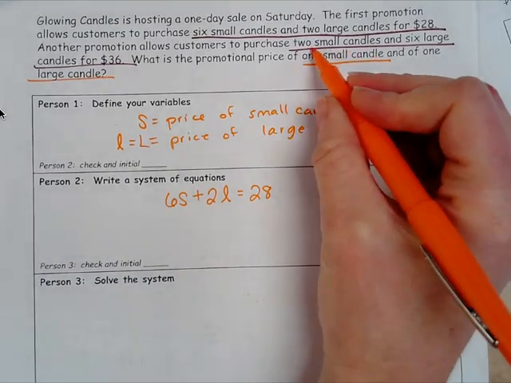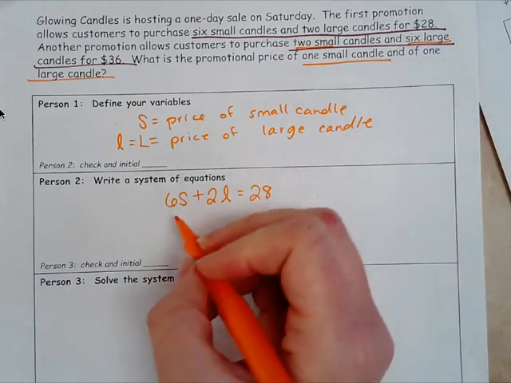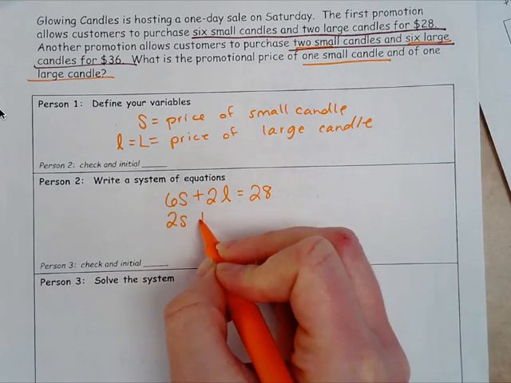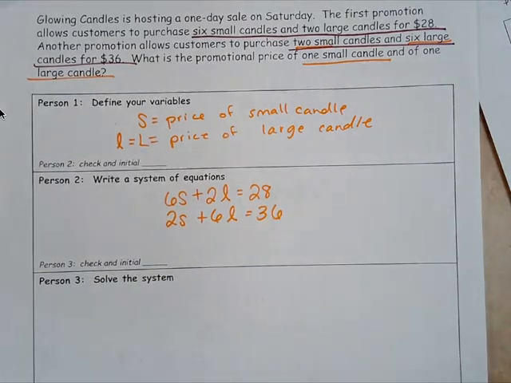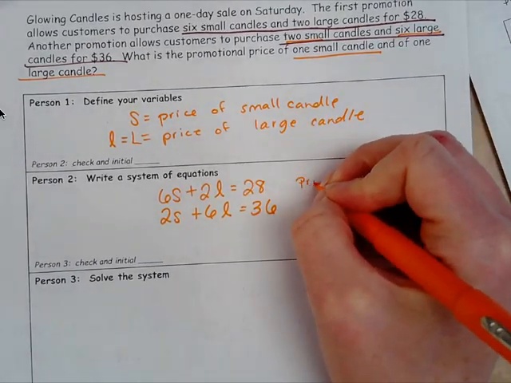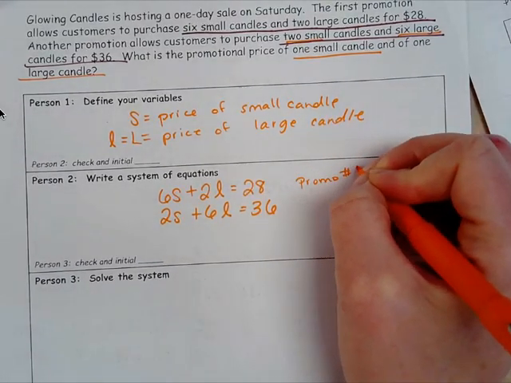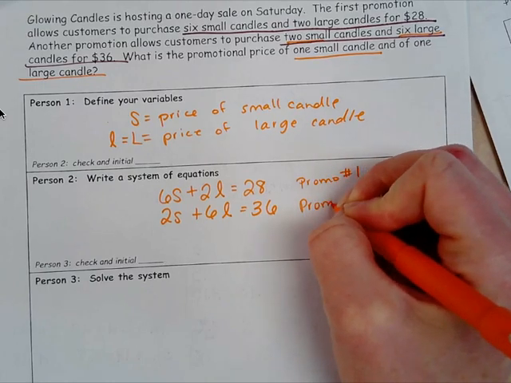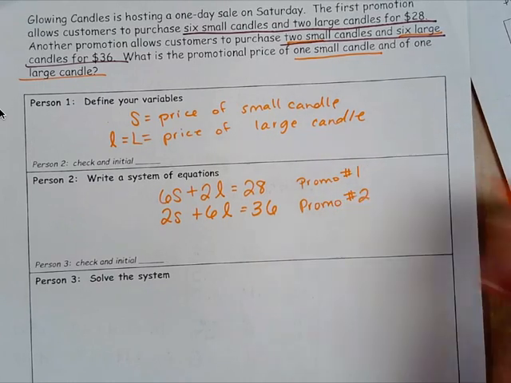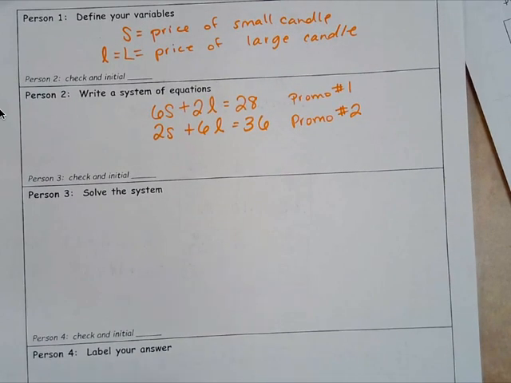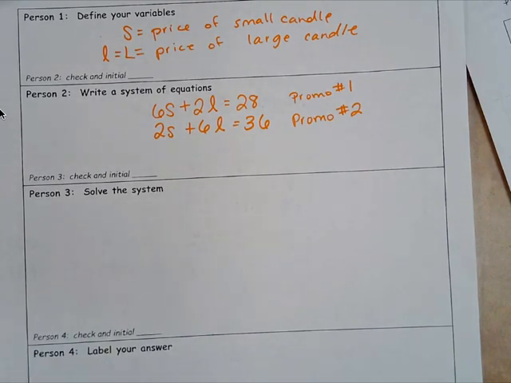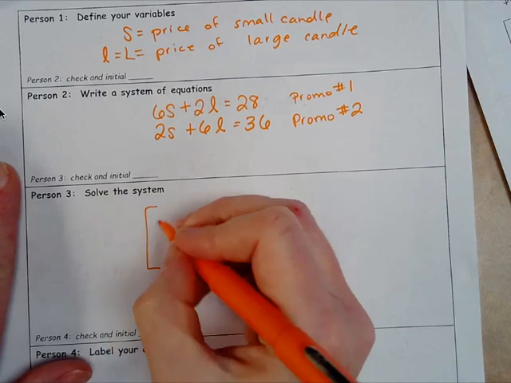Then we have 2 small and 6 large. So 2S plus 6L gives us 36. So we have 2 different promotions. We have promo 1 and promotion 2. So that's how these were set up this time instead of quantity and value. So once you find your equations, you can set up your matrix.